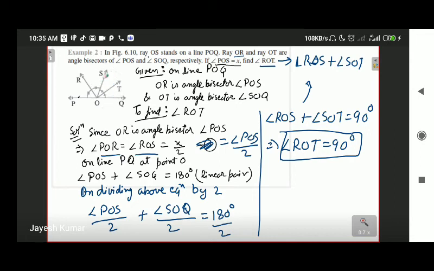Let's say this whole angle is x, that means this part is x by 2, this part is x by 2. This whole angle is y, so this part is y by 2 and this part is y by 2. We need to determine the value of x by 2 plus y by 2. So x by 2 plus x by 2 plus y by 2 plus y by 2 should be equal to 180 degree. And if I only want the value of x by 2 plus y by 2, the answer is going to be 90 degree. That is half of the straight angle.